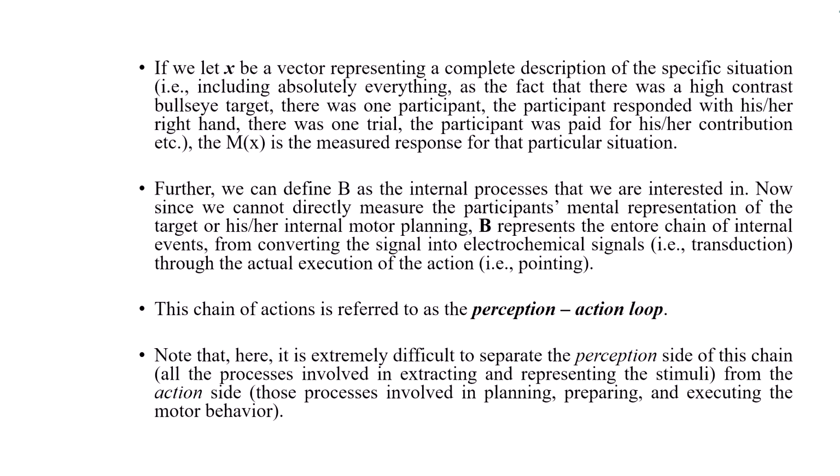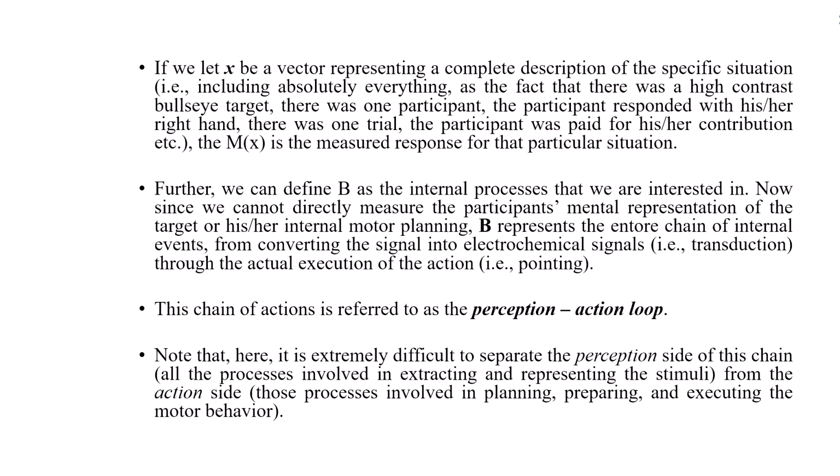All right. Since we cannot directly measure what is happening in the brain, we cannot measure the mental representations of the distance between the hand and the bullseye and other important things that are critical to this. Since we cannot measure it, we can basically have two parts.